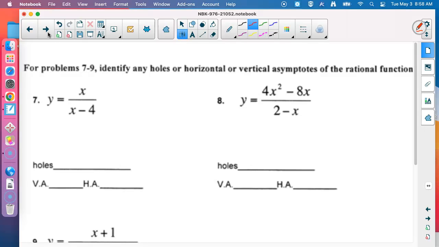Is 7 going to have any holes? How do we know? Yeah, nothing's going to cancel, so none. Don't leave it blank. Leaving it blank says, I don't know if there's holes or not. I don't have a clue. So put none in there.